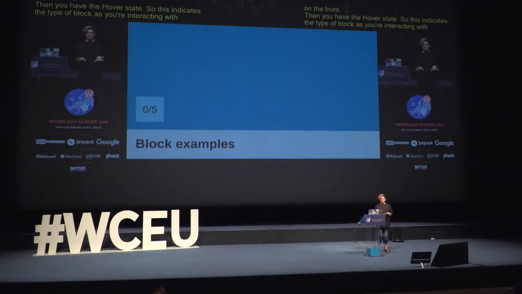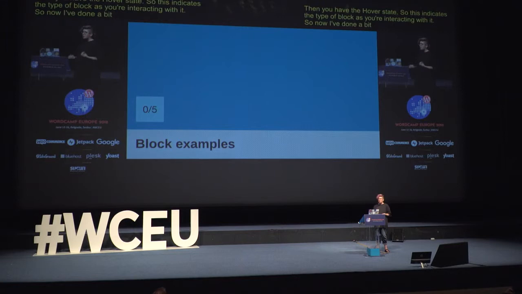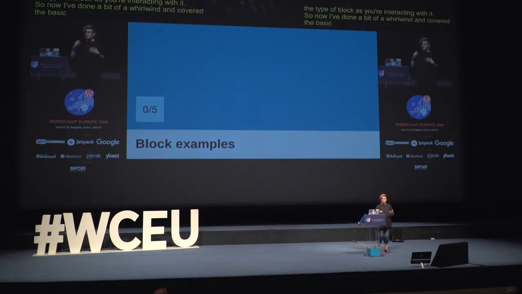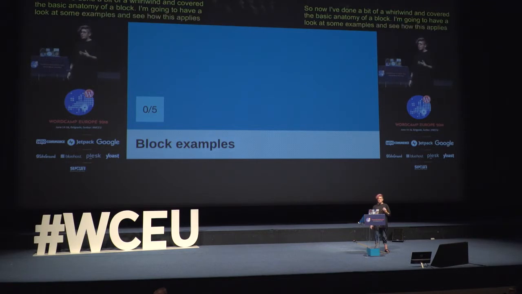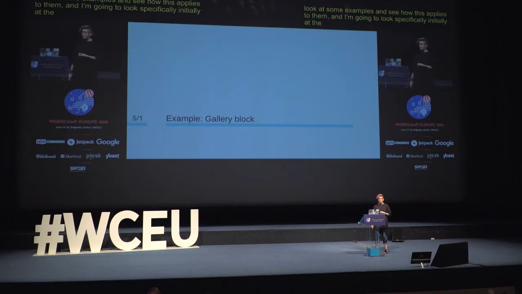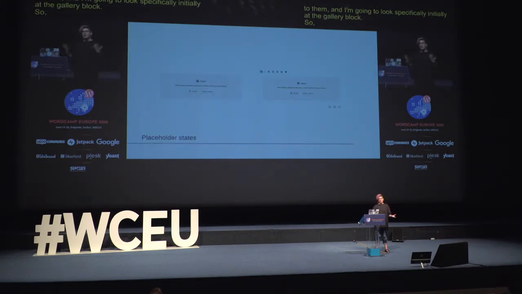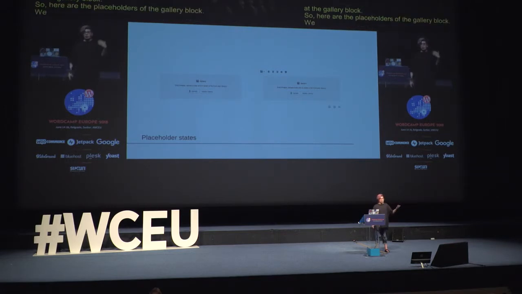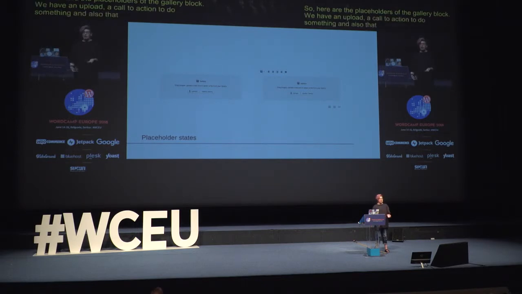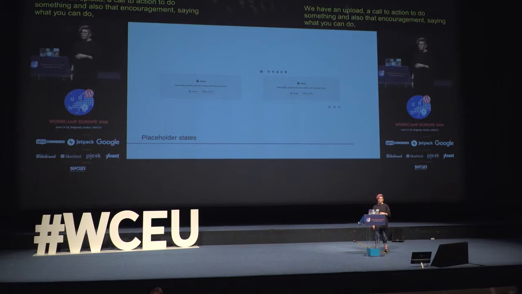So now I've done a bit of a whirlwind and I've covered the basic anatomy of a block. I'm going to have a look at some examples and see how this applies to them. And I'm going to look specifically, initially, at the gallery block. So, here are the placeholders of the gallery block. We have an upload, a call to action to do something, and also that encouragement, saying what you can do, and then allowing you to do that.